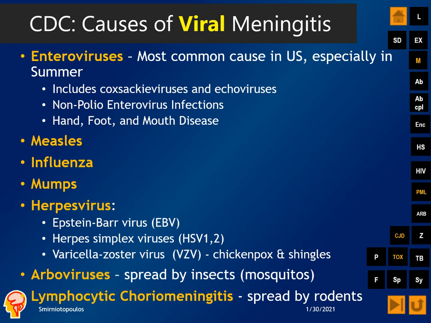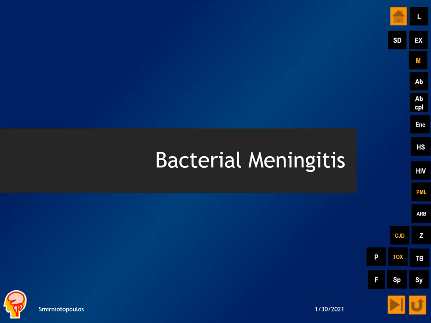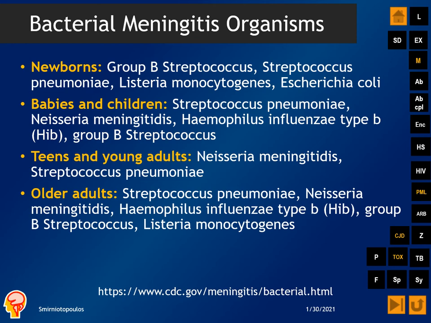We'll talk about bacterial meningitis first. So bacterial meningitis organisms vary with the age of the patient. Newborns typically have group B strep, strep pneumoniae, listeria, and Escherichia coli or E. coli. Older adults can also have strep species, but they can have Neisseria, Haemophilus type B, and they can also have listeria. Babies and children, again, strep pneumoniae, Neisseria, H. flu, and Streptococcus. Teens and young adults tend to have Neisseria meningitidis and Streptococcus pneumoniae.